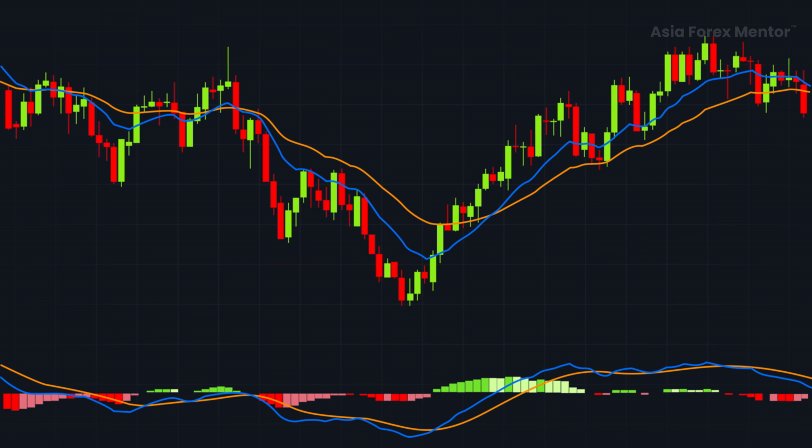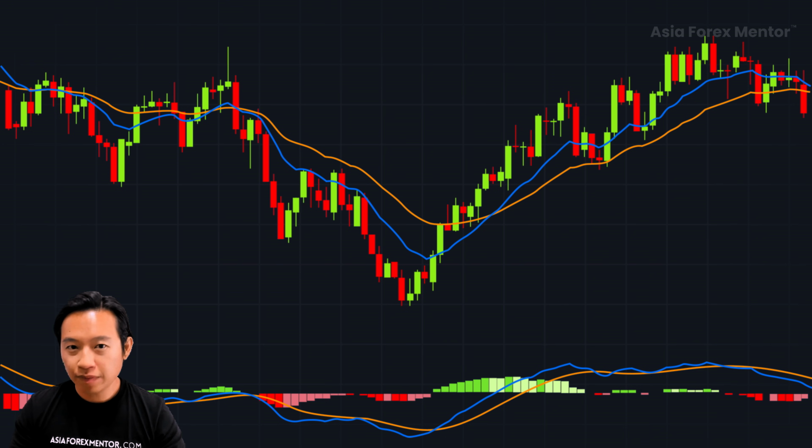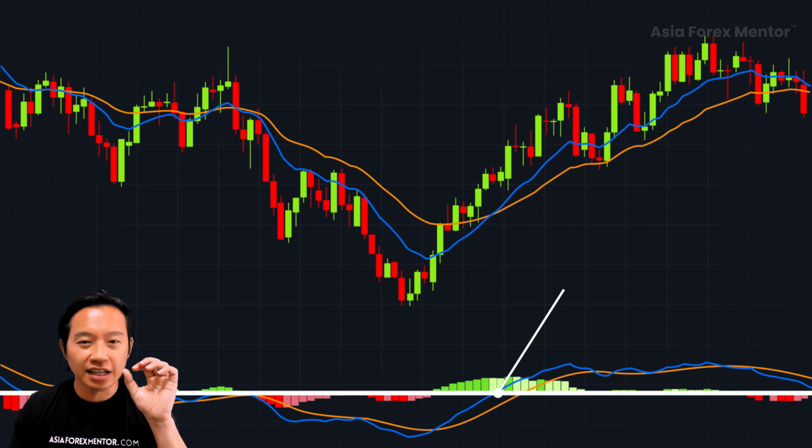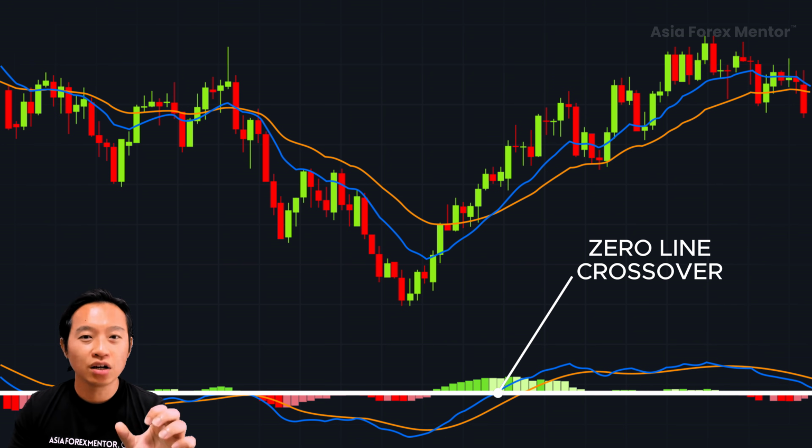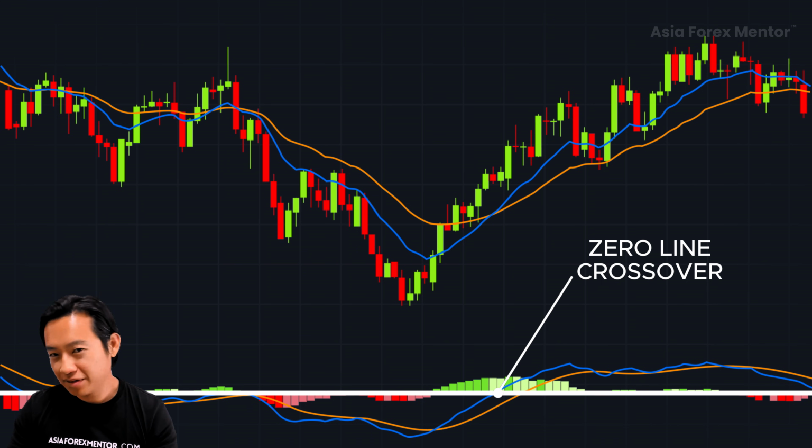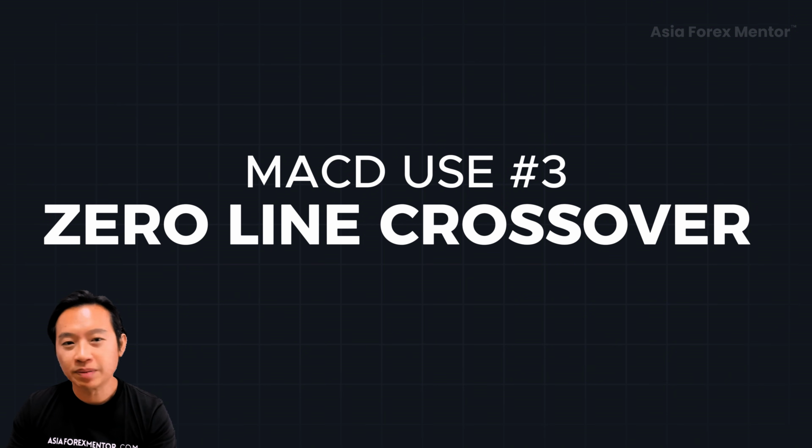But they also generate a whole lot more false signals. So you cannot just use this crossover as a standalone. A more confirmed signal is the zero line crossover. Okay, here it goes. Usage number 3, the zero line crossover.